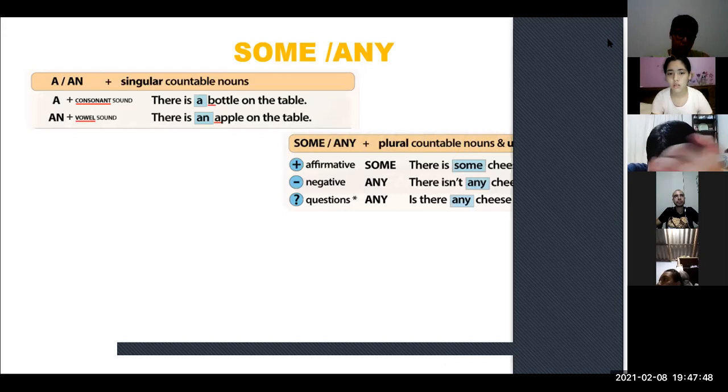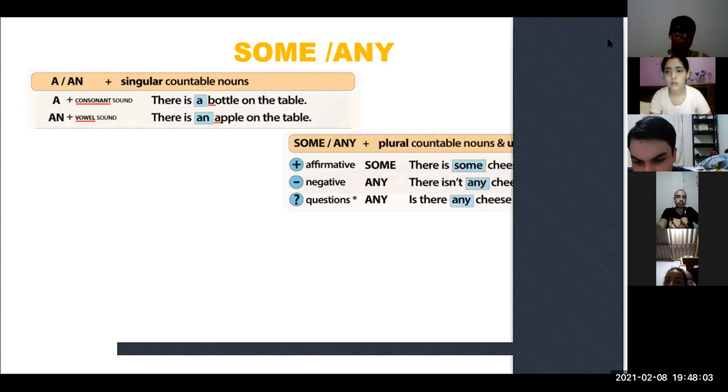Anybody, please? Can you give me an example? There isn't any park near my house. There isn't any parks near my house. Remember that we always use plural countable nouns. Okay, very good. What about questions?